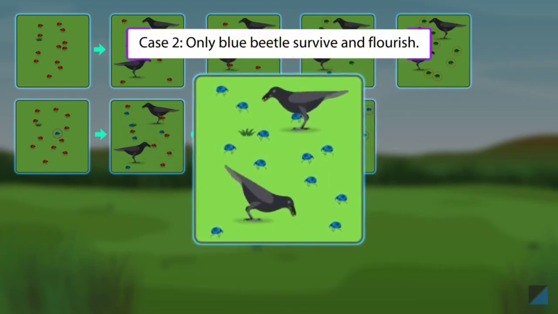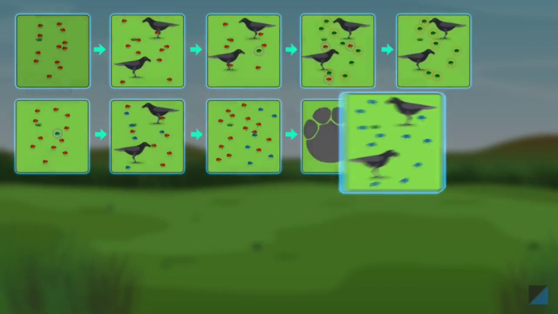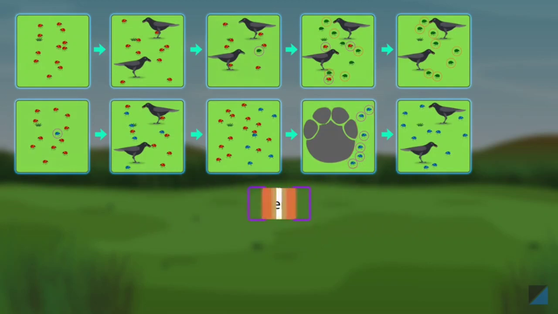These blue beetles are still being eaten by the crows, but the remaining blue beetles reproduce and flourish in this area. So, in this case, a random event changed the gene frequency of a small population living in a small area. Such an event is called genetic drift.